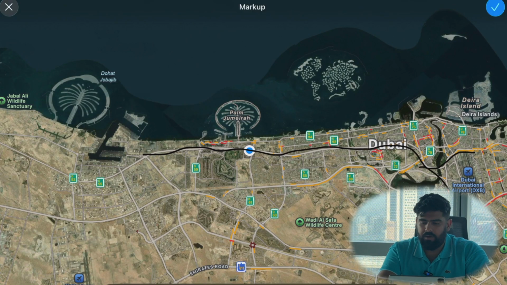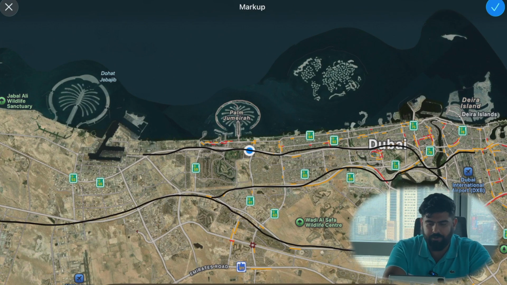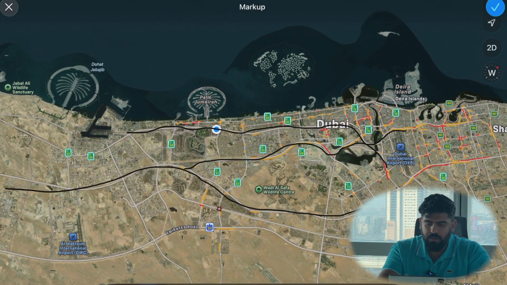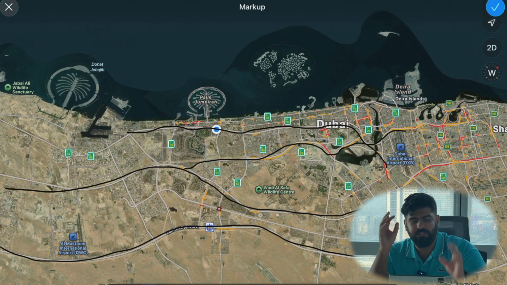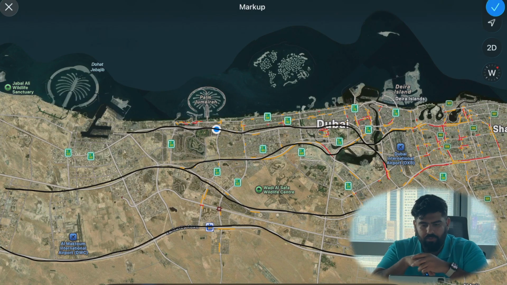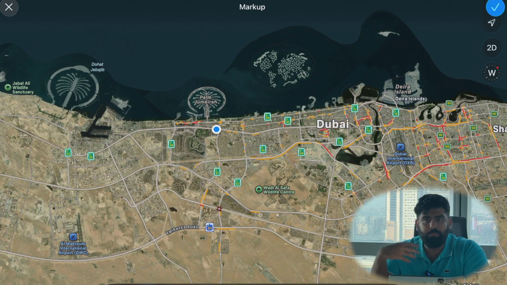Then you have Al Khail Road going there, and then you have Mohammed bin Zayed Road, which, these are all motorways by the way, that goes to Abu Dhabi and Sharjah. Then you have Emirates Road. This is the last one. So these four, I think, are the most important that you should know about. So that's one.